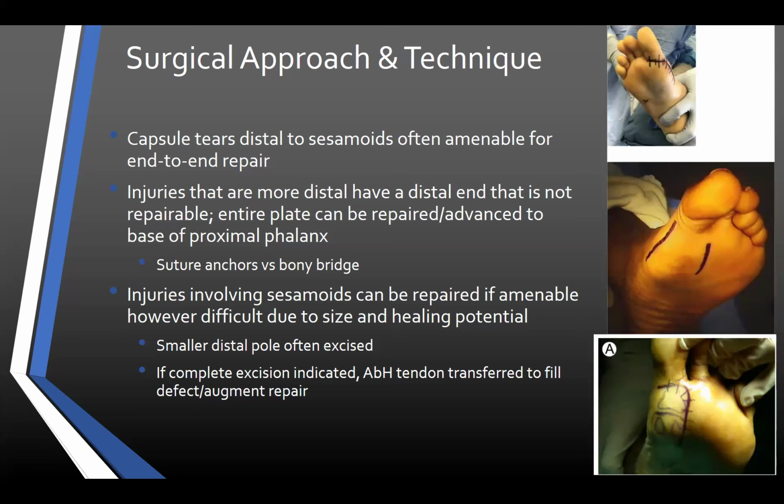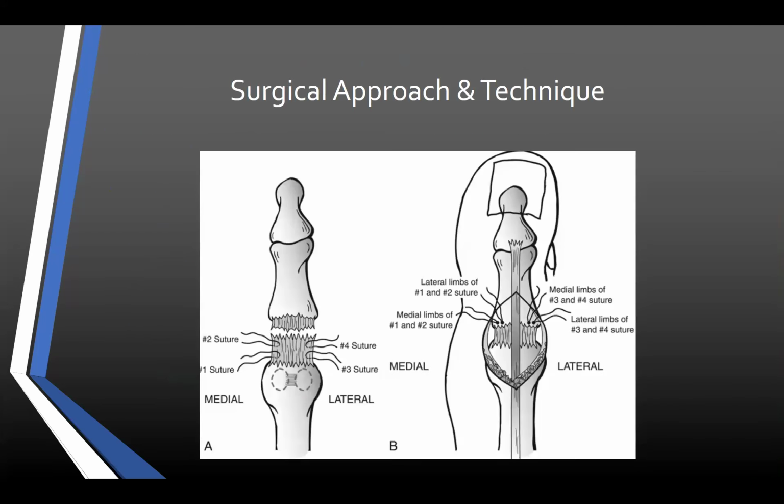When this is done, to fill that defect left behind by the sesamoids, you would do a tendon transfer of the abductor hallucis to the medial aspect of the plantar plate, and that fills in the hole and is also used to augment your repair. This is a schematic showing one possible way the repair can be done. As seen here, if, for example, this distal segment was stout and amenable, you could just do simple end-to-end repair, or if you needed to, tag sutures here and advance it onto the proximal phalanx, whether through bony bridges or suture anchors.